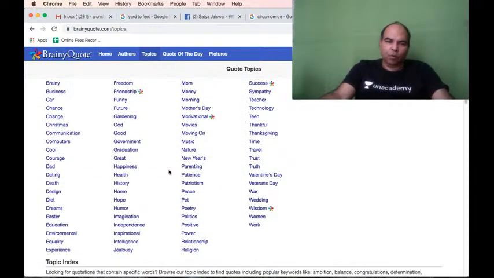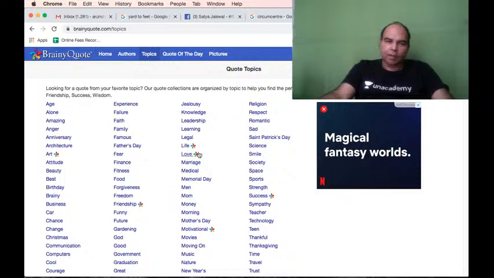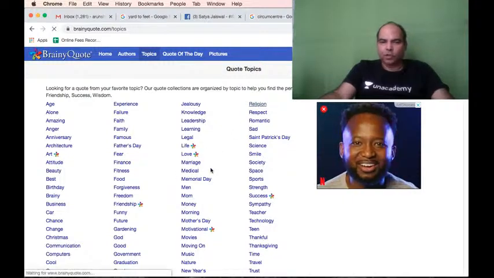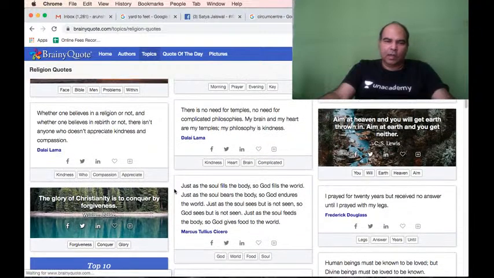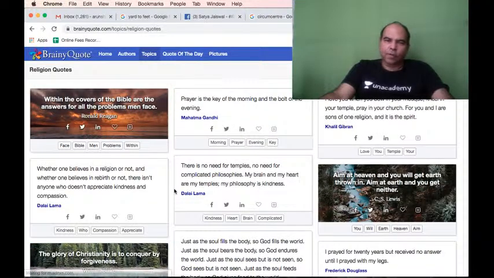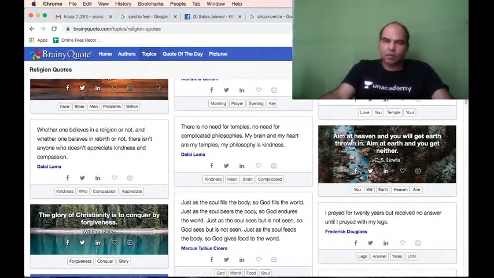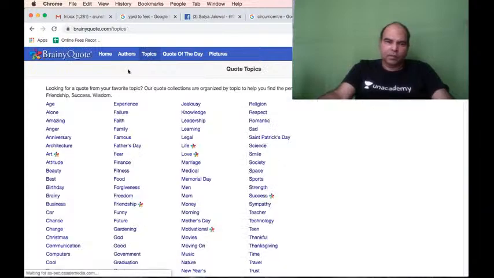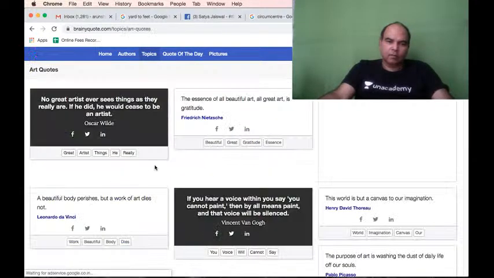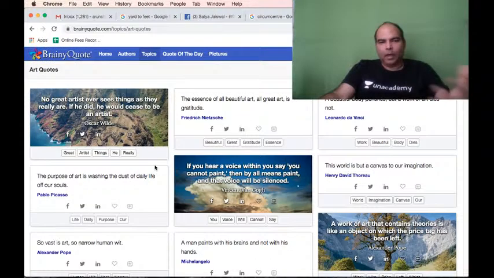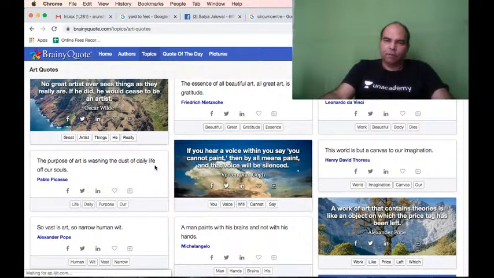Let's say I go into religion and I start reading. So this will be very philosophical, this area. I read 5 minutes on this, then I go into, let's say, art, and I read 5-10 minutes on this.